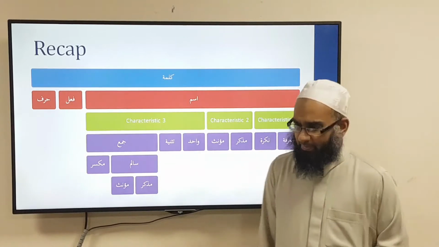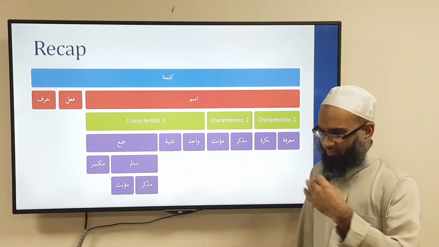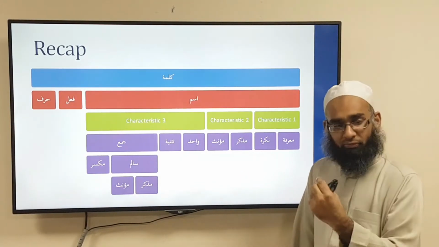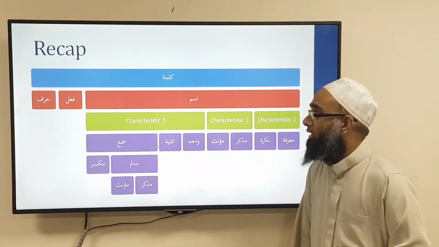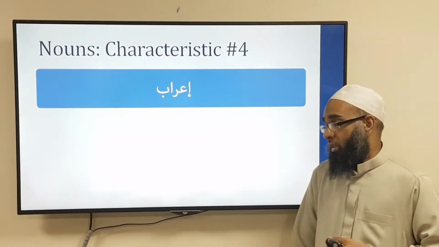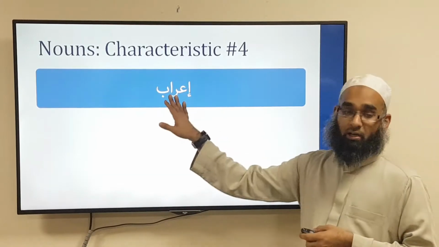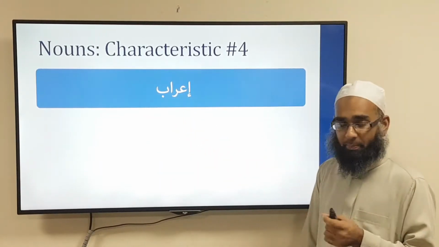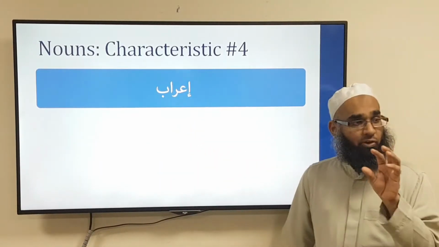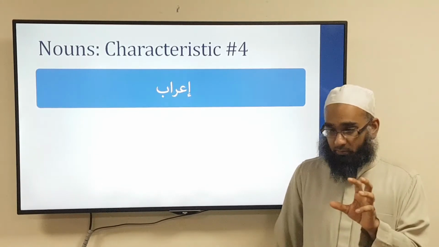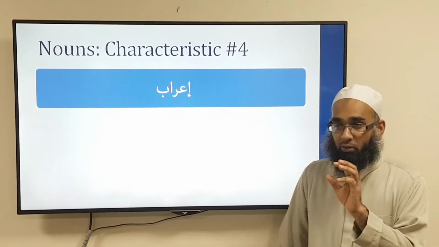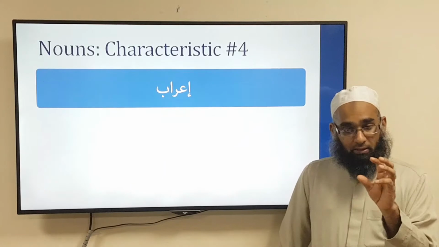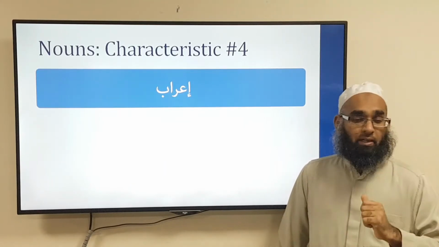The fourth characteristic is very, very detailed, but at the first level we're going to give you a very brief part about it, which will make it very easy and will get us by for now. The fourth characteristic we discuss today is called i'rab. What does i'rab mean? At the end of a verb, at the end of a noun, what we're discussing now, you have fatha, dhamma, kasra.